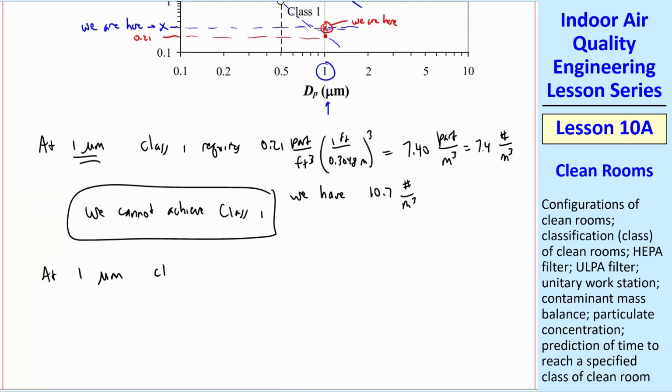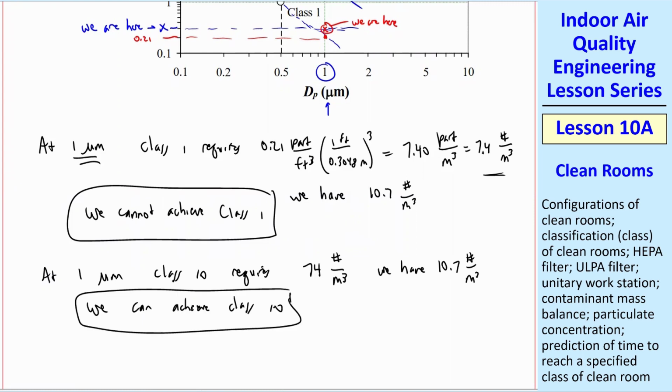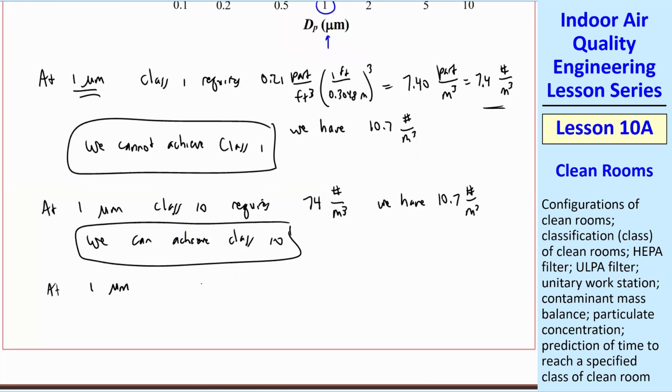But a class 10 requires, since these are log scales, once you do this interpolation and you get 7.4, you just multiply by 10. So 74 particles per cubic meter, and we have 10.7 particles per cubic meter. So we can achieve class 10. So I would call this a class 10 clean room in terms of the English system. At 1 micron, a class 100 would require 740 particles per meter cubed. So we can definitely call this a class 10 clean room.